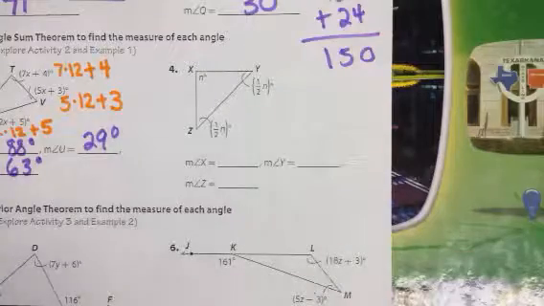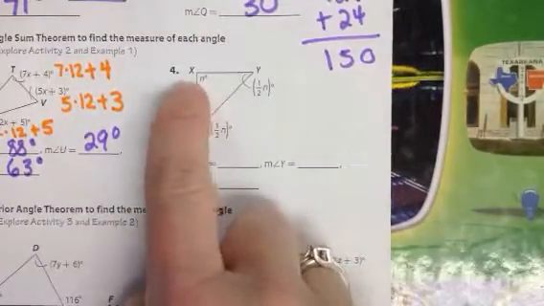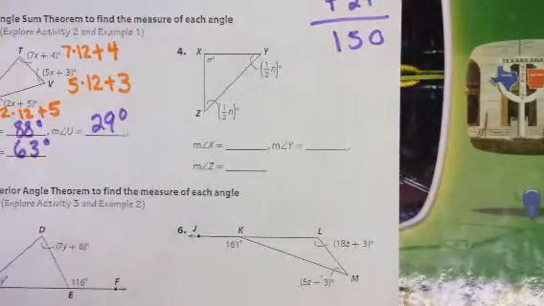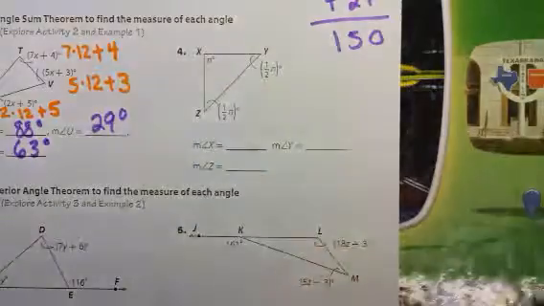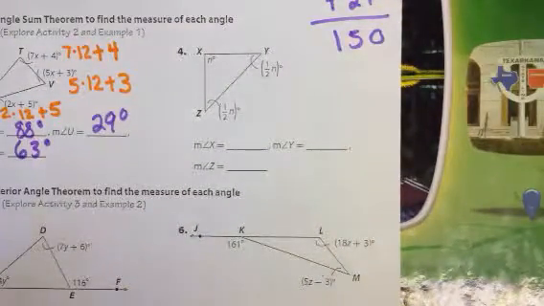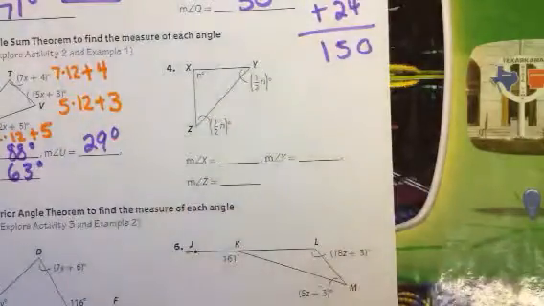It wants the measure of each angle. This one looks a lot like 90. It doesn't have the symbol there, so I cannot assume that that is a right angle, even though it looks a lot like it. So this one is going to take a lot less room than, I think I can probably fit it on here.